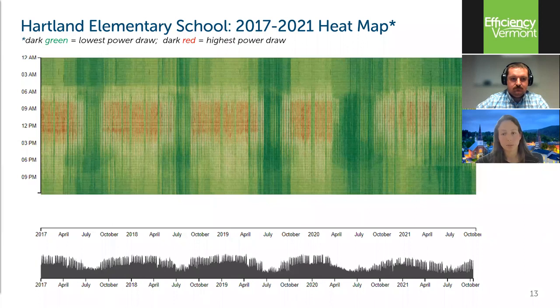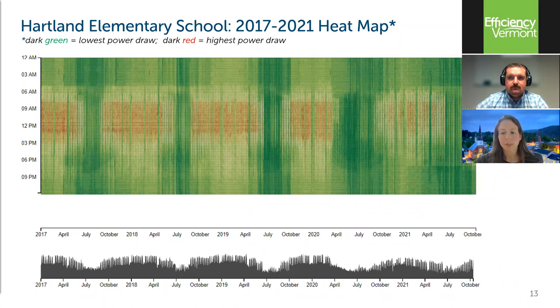So here's a visual that really shows the impact of the controls upgrade at Hartland on the electrical use of the building. For those who aren't familiar, this is what we call a heat map. The horizontal axis is a timeline starting in 2017 up to October of 2021. The vertical axis is time of day, where morning's on the top and night is on the bottom. And the colors on the map show variations in electrical power, where dark green symbolizes lowest power draw and dark red symbolizes highest power draw. And then yellow is obviously in between.